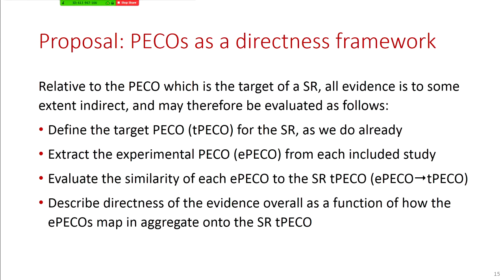And then we can extract the experimental PICO, our E-PICO, from each individual study that we include in our systematic review. Now, not all primary studies will use a PICO formulation to state their objectives, but we will be able to extract implied PICOs from these individual studies because they mirror the structure of a systematic review. Then we can evaluate the similarity of each E-PICO to the systematic review T-PICO, and then we can describe directness of the evidence overall as a function of how the aggregate of E-PICOs maps onto our T-PICO, right?